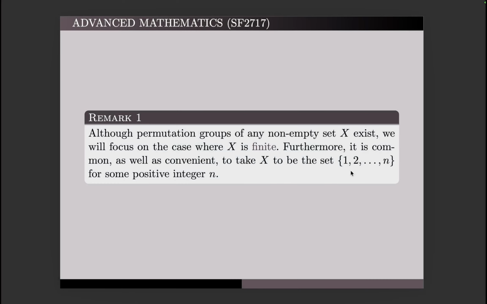Okay, and then there are some things. This lesson is very simple, and it's a very beautiful lesson, actually. So although permutation groups of any non-empty set exist, in this course we will focus on the case where X is finite, 5 elements in it, 10 elements or whatever. Not empty, even 1 element is okay. And then furthermore, it is common as well as convenient to take X to be the set 1, 2 up to n. Yes, that's up to you.